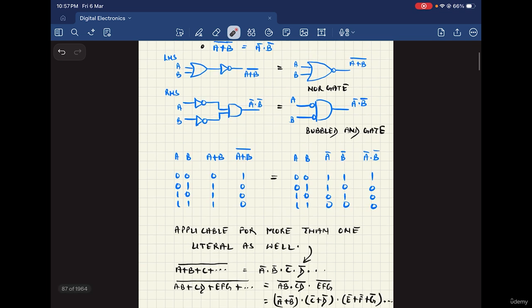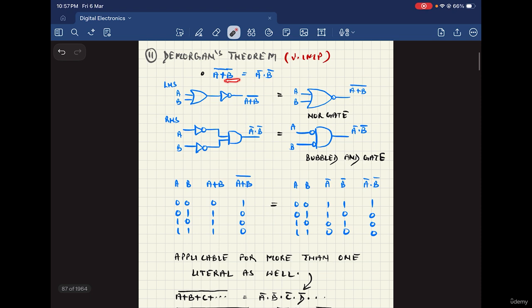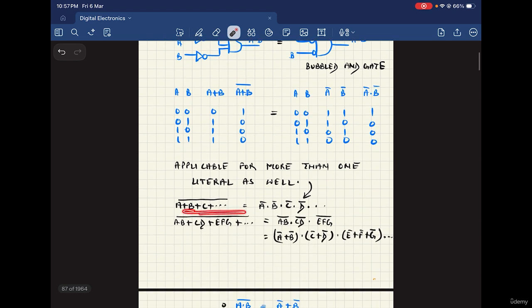So here you can see you can increase the number of variables, plus C plus D plus E plus F like this, and it will convert into A bar dot B bar dot C bar dot D bar, likewise. Similarly, you can have multiple variables in each term. So you can have something like AB plus CD plus EFG, plus dot dot like this. So it will become AB bar, CD bar, EFG bar.